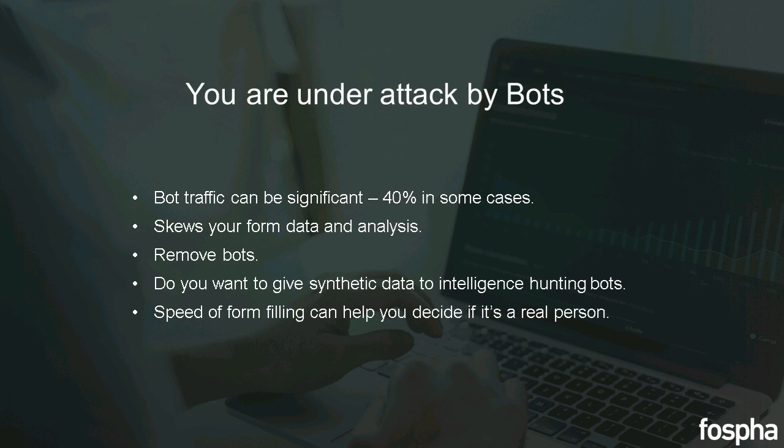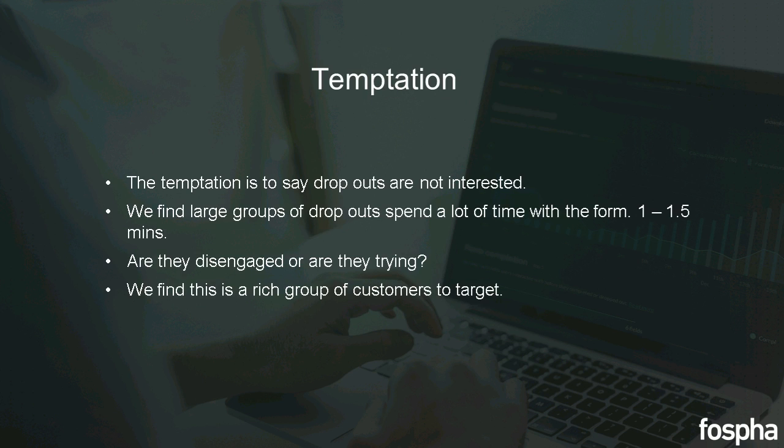Other thing just to bear in mind is that most forms are under attack every day and every week by bots. Sometimes we've seen 40% in some cases, which absolutely skews your data. So two things here. Strip the bots out and know where they are, but also sometimes you can have competitor bots coming in to capture particularly price data. So one thing is, do you want to strip them out, or do you want to give them a synthetic set of data? So just something to look at.